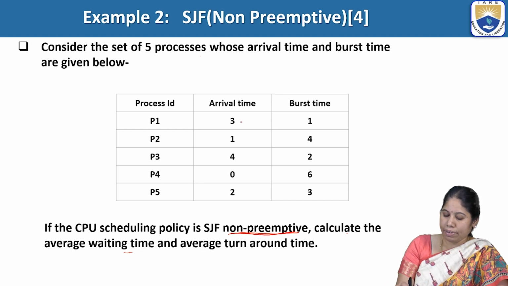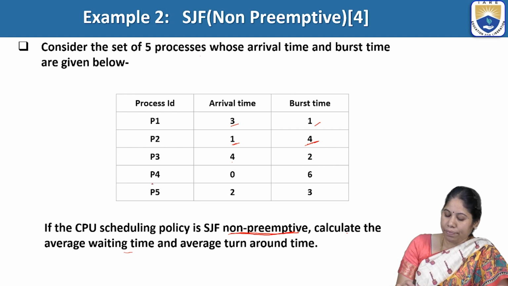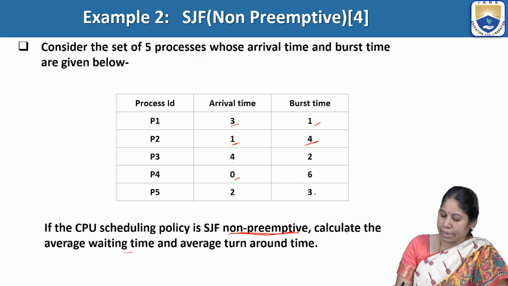Process P1 arrives at 3, and its burst time is 1 millisecond. P2 arrives at 1, and its burst time is 4, meaning P2 requires 4 milliseconds of the CPU. P3 arrives at 4 milliseconds and requires 2 milliseconds of CPU time. P4 arrives at 0 and requires 6 milliseconds of CPU time. P5 arrives at 2 and requires 3 milliseconds of CPU time.